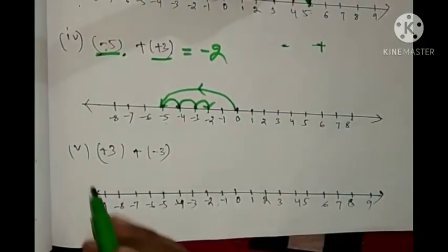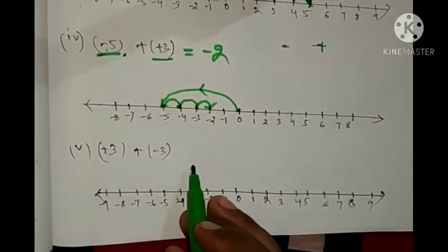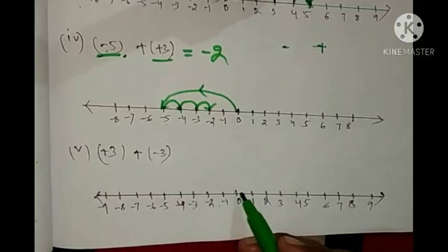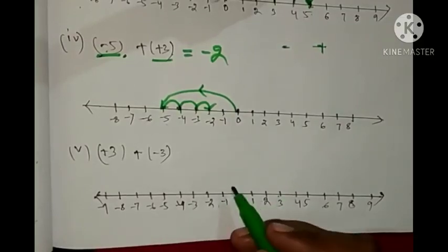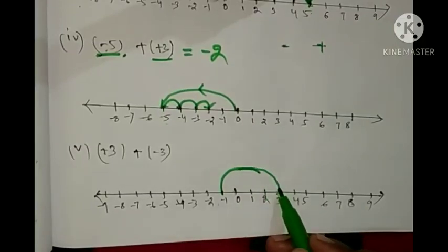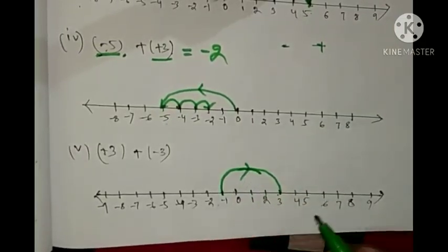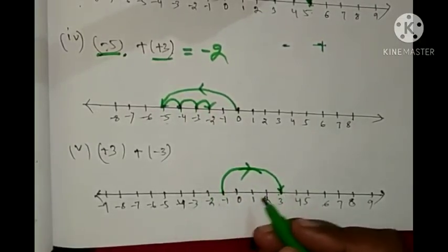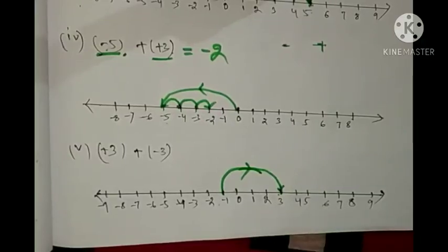Next, look at plus 3 plus minus 3. Look here, plus 3 from 0 is on the right side, so it will go to the right side, plus 3. Next, minus 3 means we will move towards the left. Sorry, I have made a mistake. It will start from 0.